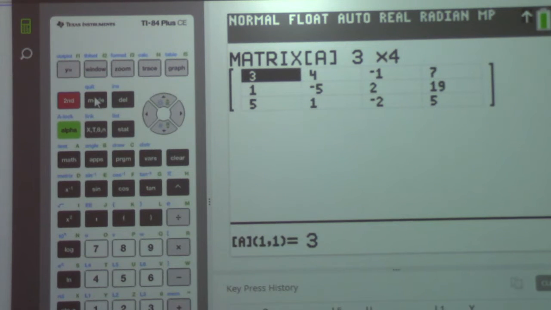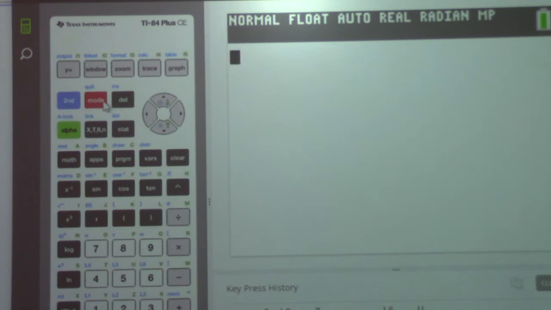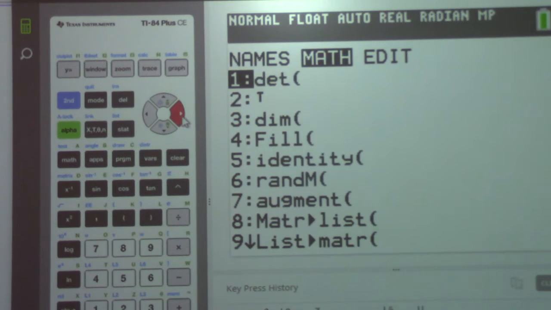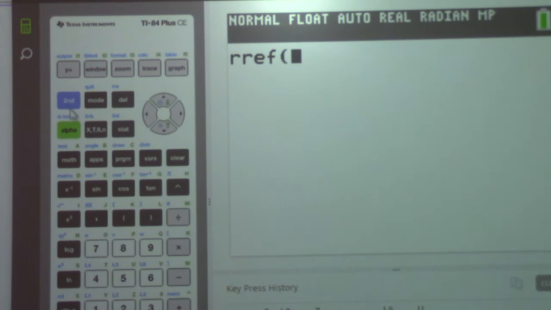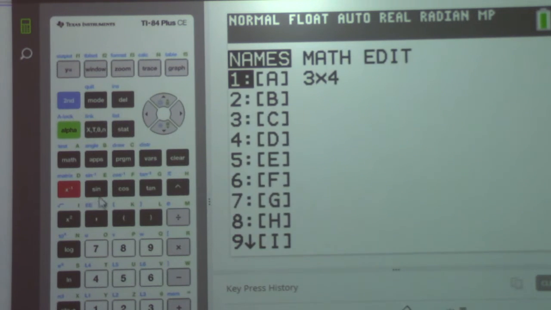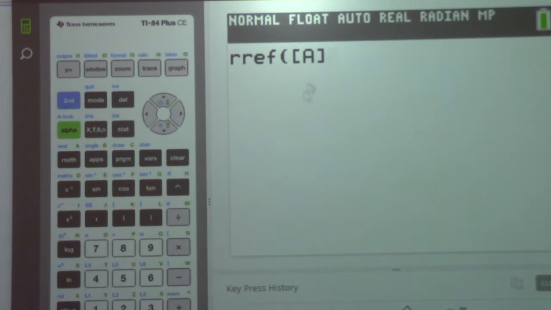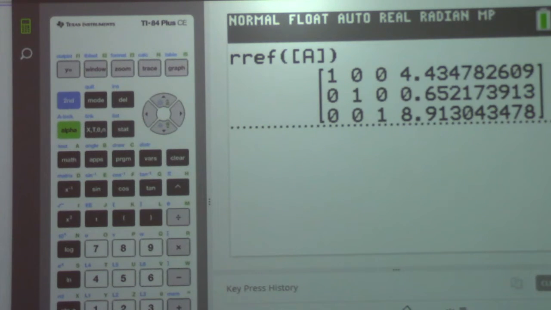Then go ahead and clear your screen. Press second quit. Go back to your matrix, second matrix. Go over to math. You can scroll down to option B, which is reduced row echelon form. That's what REF stands for. Press enter. Then we go to matrix one last time, choose name A, and then go ahead and parenthesize this and press enter like this.